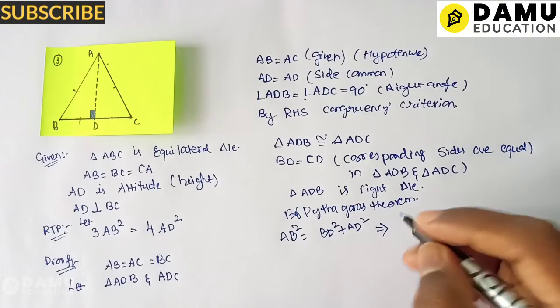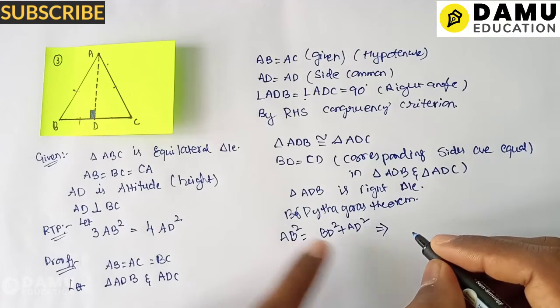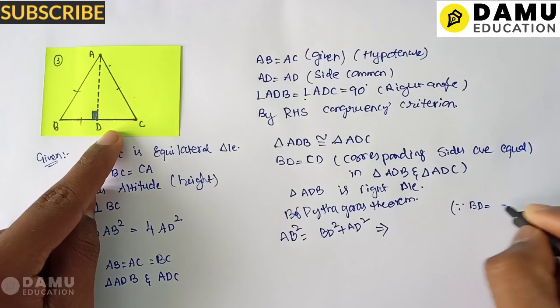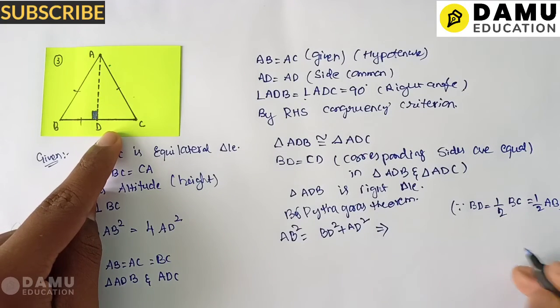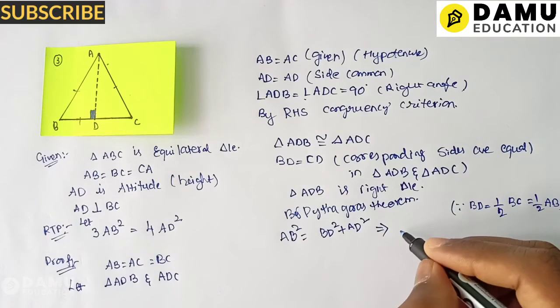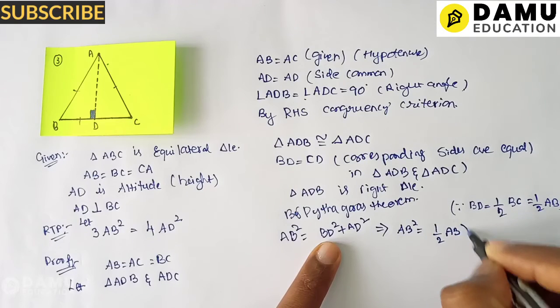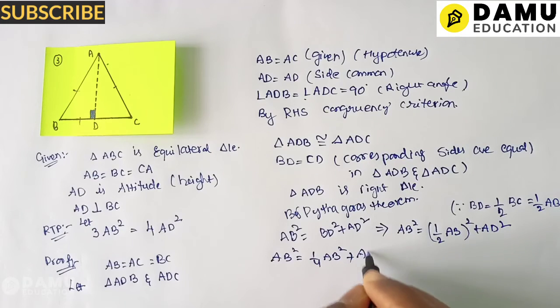So AD square as it is, and BD square is the square of half of AB. Why? Because BD is equal to half of BC, that is half of AB. Can you write like this? Yes, we can write it. So AB square will be equal to half of AB whole square plus AD square. Yes, AB square will be equal to 1 by 4th AB square plus AD square.